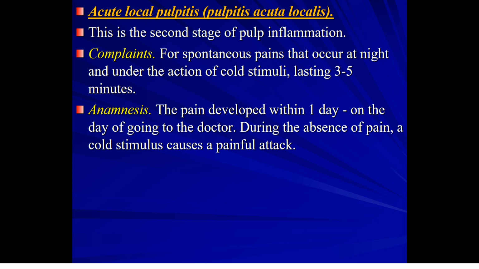And the next form, acute local pulpitis. This is the second stage of pulp inflammation. The patient has complaints of spontaneous pains that occur at night and under the action of cold stimuli lasting 3 to 5 minutes. From the anamnesis, we know that the pain developed within 1 day, on the day of going to the doctor. During the absence of pain, a cold stimulus causes a painful attack.